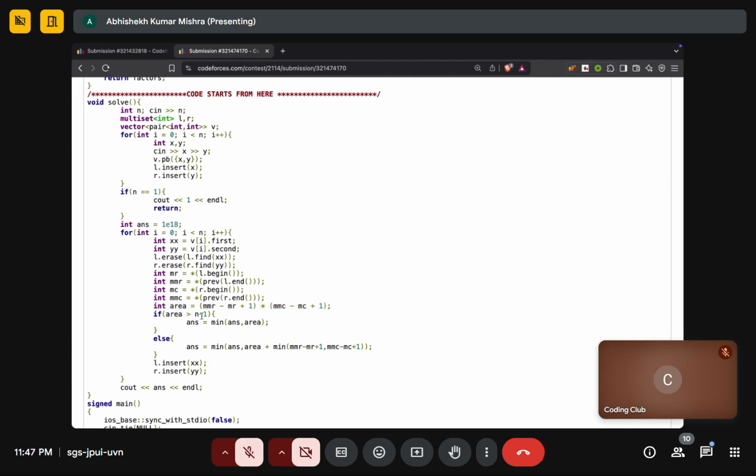So if the area is greater than n minus 1, it means there is an empty cell. If there is an empty cell, I don't require any extra cell for this ith monster. So the answer is the minimum of answer and area.